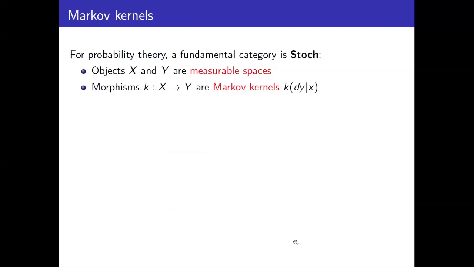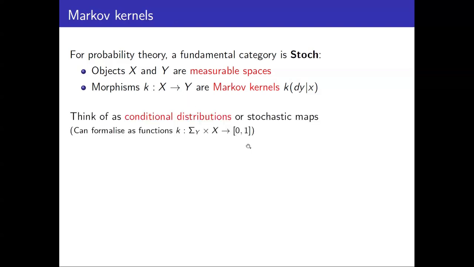For probability, probably the most important example of a category is a category called Stoch. In this category, the objects are again measurable spaces, and the morphisms from X to Y aren't functions anymore, but are Markov kernels. You could think of these basically as conditional distributions or stochastic maps. You've probably seen this definition of a Markov kernel before. It's a function that takes a measurable set and an input and gives you a probability. I'm not going to worry about this today. The point is you can formalize what a Markov kernel actually is.